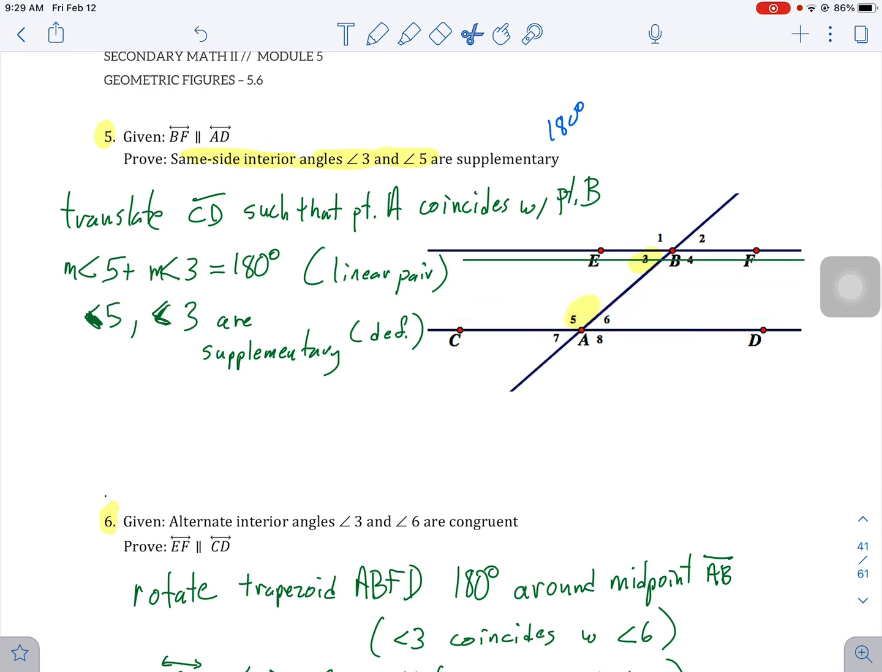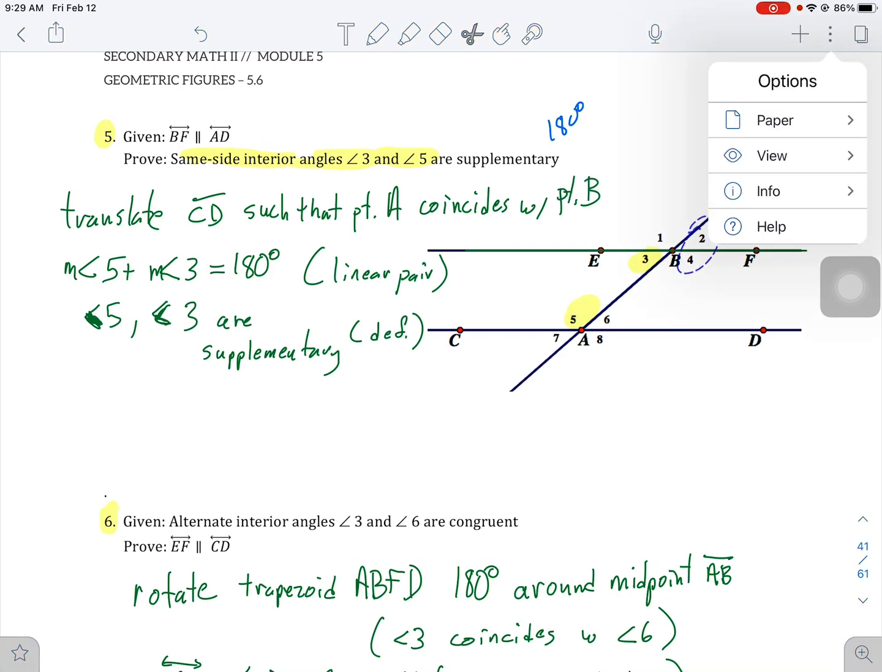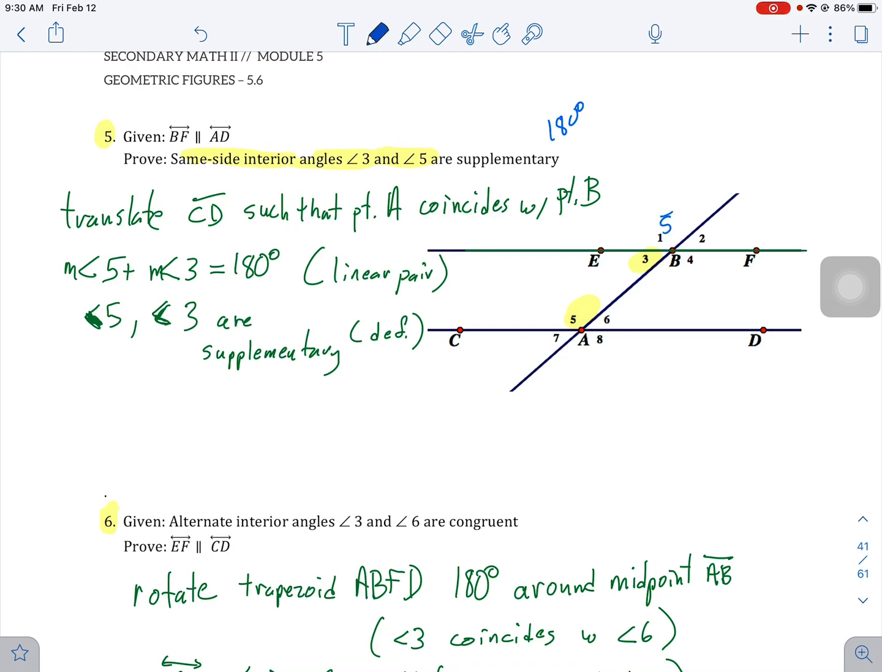segment or line CD, and we can translate it until point A coincides with point B, just like we did before. Once we've done that, we can say that 5 and 3, because 5 now comes up here, are 180 degrees because they're a linear pair. And supplementary, which means that they add to 180, has been proven because of the definition of supplementary: adds up to 180, and we showed that they did.